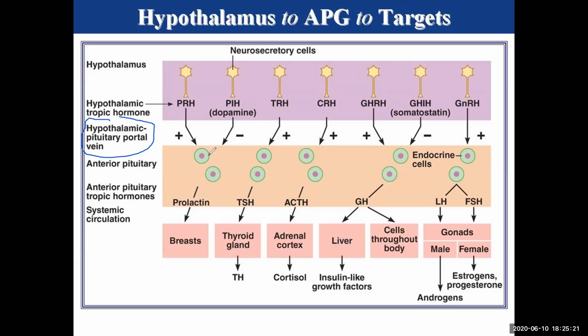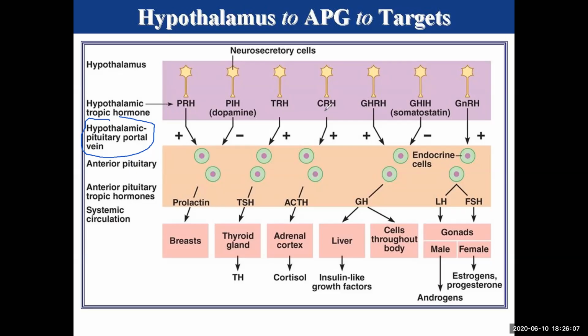So prolactin releasing hormone induces anterior pituitary to release prolactin. Prolactin inhibiting hormone induces anterior pituitary to stop producing prolactin. TRH induces the anterior pituitary to release TSH. Prolactin targets the breast for milk production. TSH, the name indicates it, targets the thyroid gland.